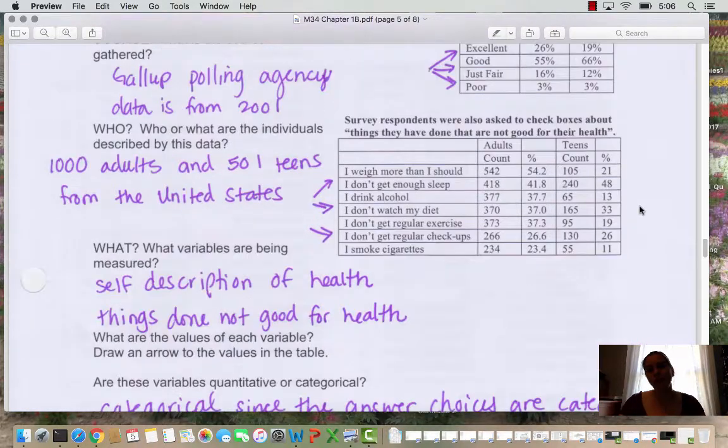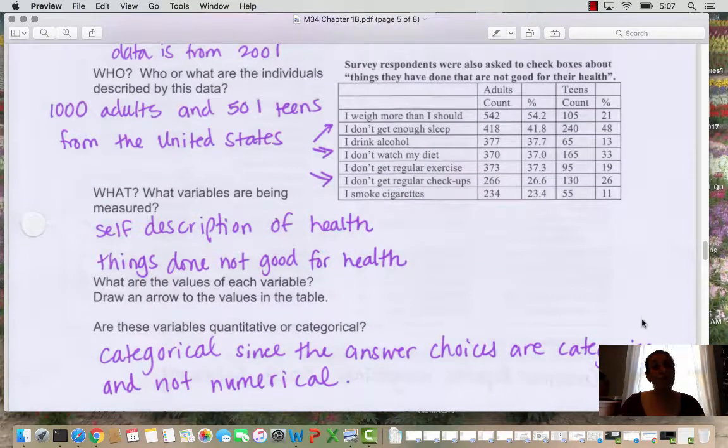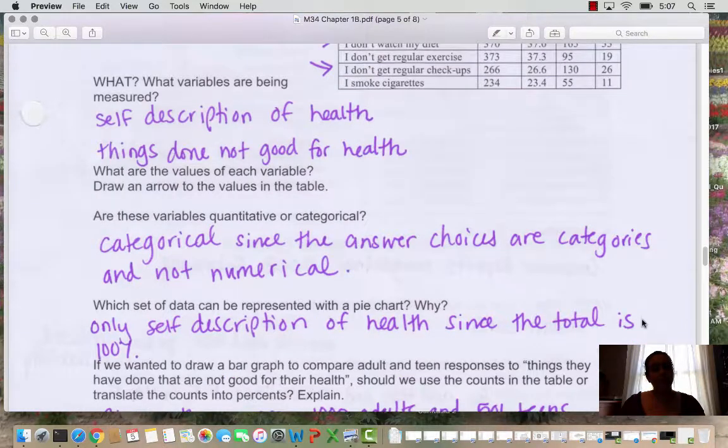So I drew arrows for the values in the table. So these arrows for self-description of health going to excellent, good, fair, and poor, those are all the value choices. And similarly, all these answer responses where we drew the arrows are the values of things that are not good for their health. So these are categorical variables, since the answer choices that someone would have in the survey are categories, not numerical values. They're not reporting how much alcohol they drink or how many hours they sleep. They're just checking off these categories if they apply.